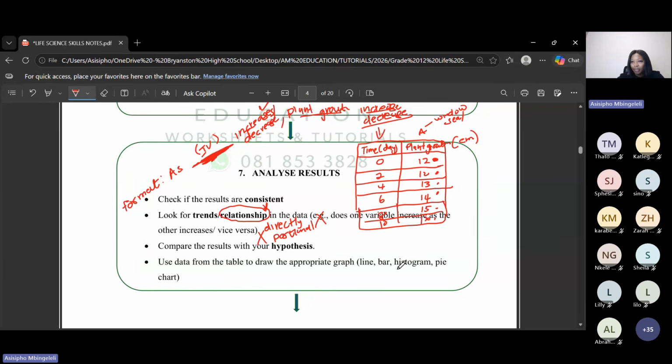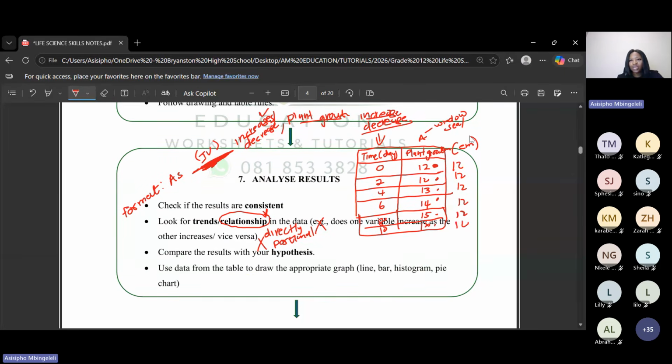So let's say, for example, this is our data: 0, 2, 4, 6, 8, 10. But the plant or the height growth remains 12. So how are we then going to describe the relationship? As the days go by, the plant growth remains the same, because it had remained the same. It is 12, 12, 12 up until day 10. So that's how you answer.